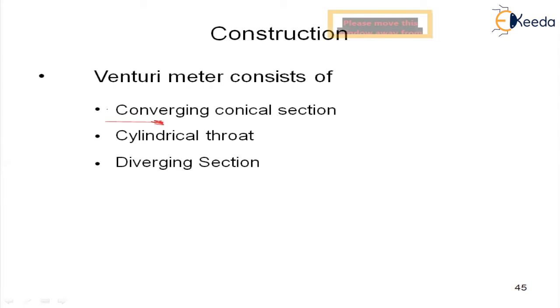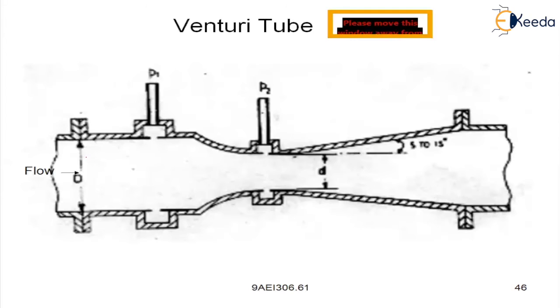This first one has a converging conical section, a cylindrical throat, and a diverging section. I have already shown this in the previous one. Here it is the same thing. This is the diameter, and the parameter C here; I will explain it in the next slide.